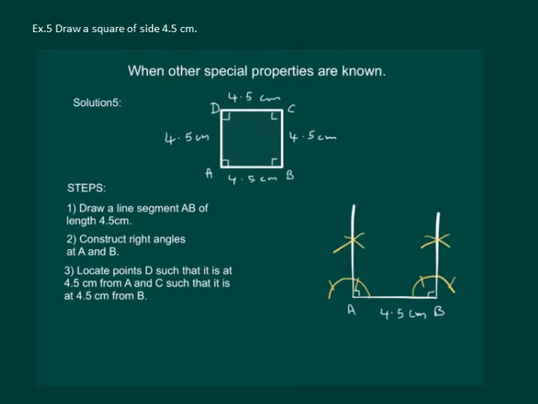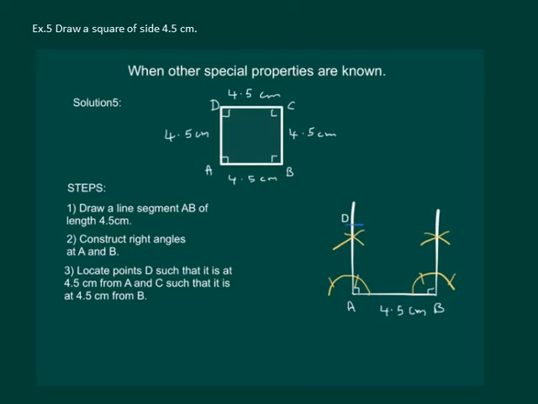Now we have to locate a point D on this line. So we open our compass to 4.5 cm as radius and with A as center, mark an arc on this line and name it D. Similarly, we have to locate the point C on this line, so we mark an arc at 4.5 cm distance and name it C. Now it remains to join CD.